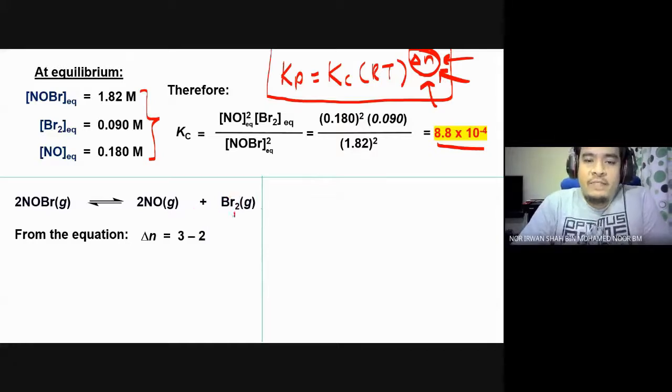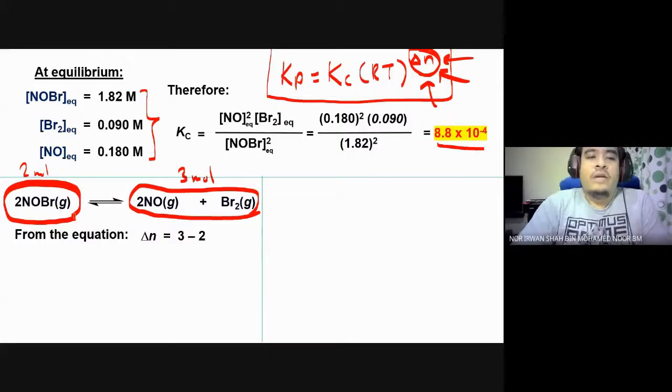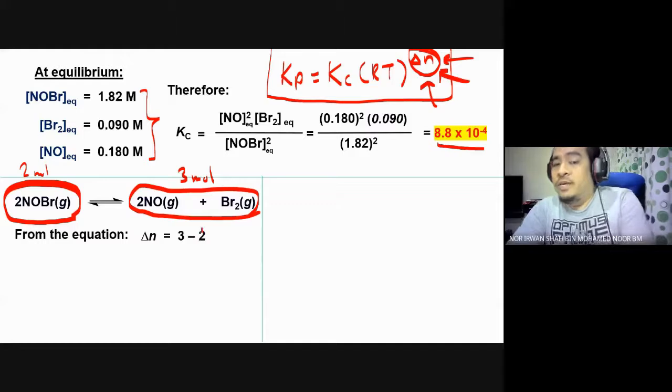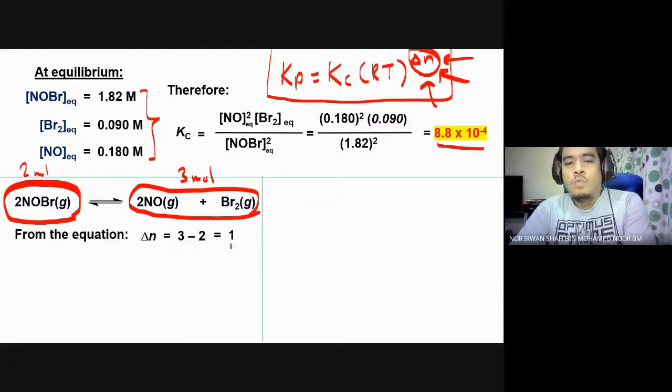If we look at the product side here, how many moles of gases are there in this equation? 2 plus 1. Therefore, here we have 3 moles of gases. On the other hand, on the reactant side, there are 2 moles of gas, 2 moles of nitrosyl bromide gas. That's why 3 minus 2, and 3 minus 2 is 1. So therefore, the value of delta N is 1, class.